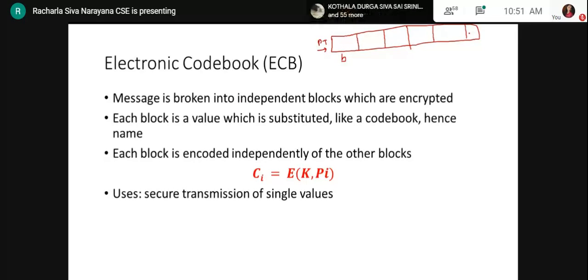If the last block doesn't have b bits, then we append some bits so that the length of the block becomes b bits. For example, if each block size is 64 and the last block is 30 bits, then we have to append the remaining 34 bits. These remaining 34 bits are zeros. Appending zeros to the last block is called padding.